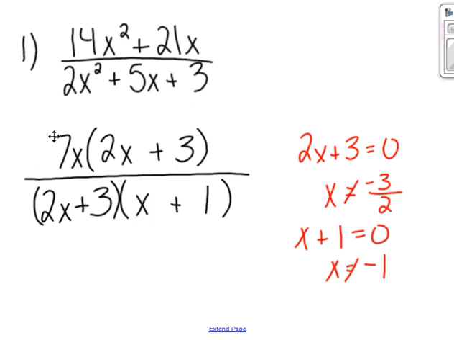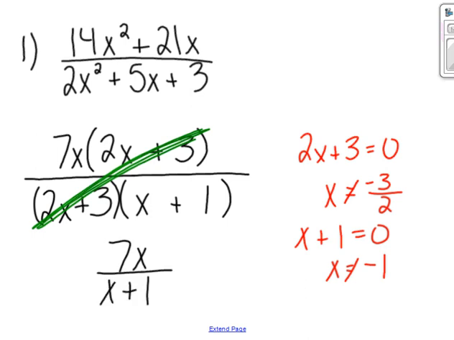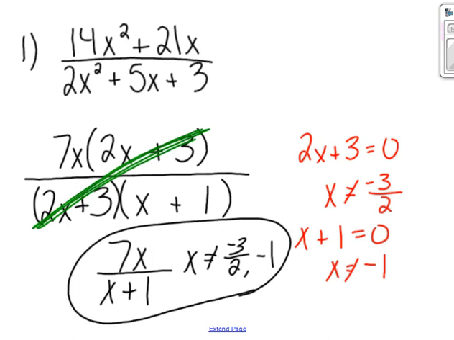And this, I think, is the fun part: you now get to divide anything out. Since we're in multiplication, I can divide out this whole sum, 2x plus 3, because 2x plus 3 divided by 2x plus 3 is 1. So that green is a giant 1. And I'm left with 7x all over x plus 1. It's usually what you want to write, where x cannot equal negative 3/2 and negative 1. And that would be your answer for that one.